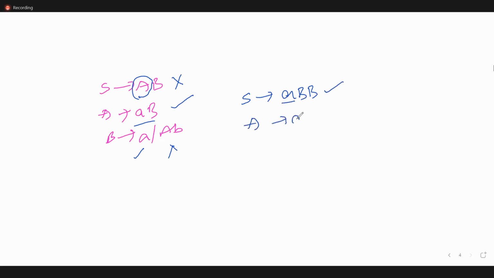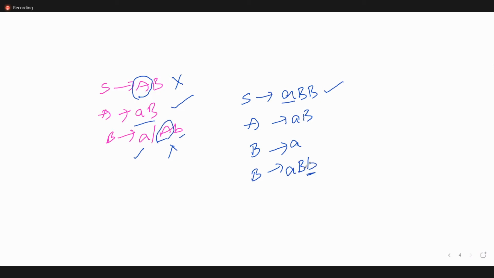Next, A tends to AB. Next, B tends to A. Again, B tends to capital A, small b. Capital A means this capital A will be replaced with small a, capital B, B.